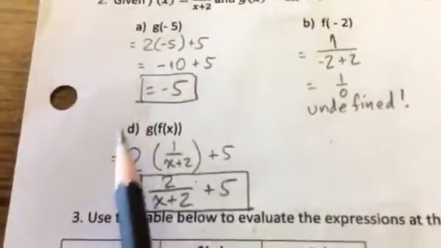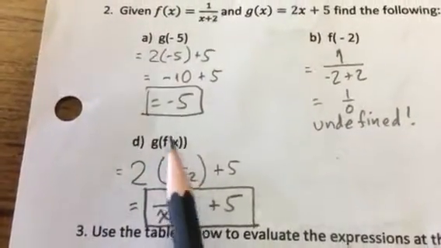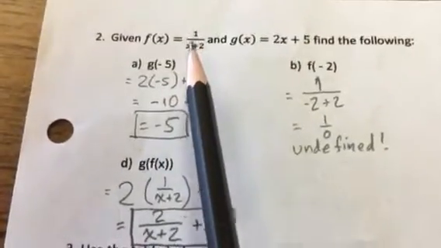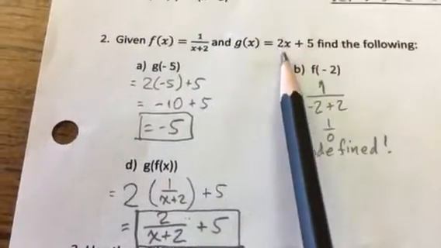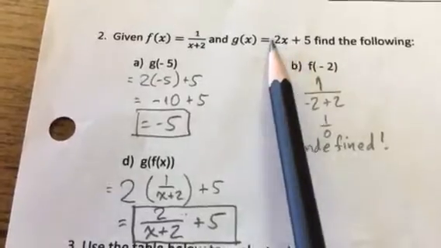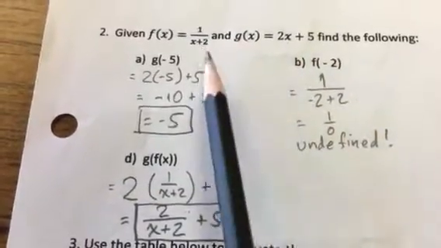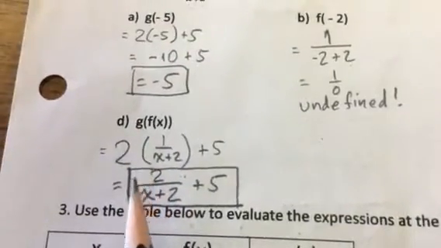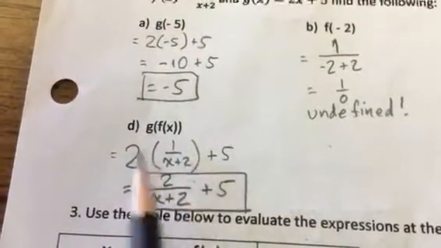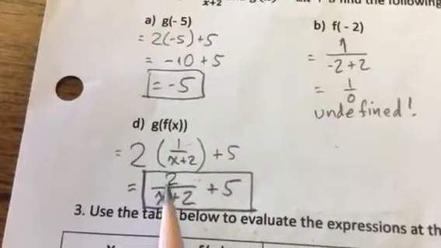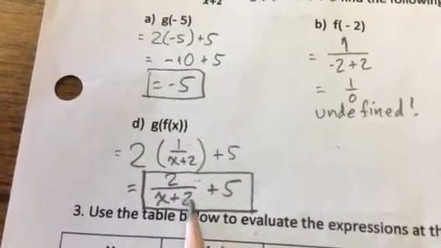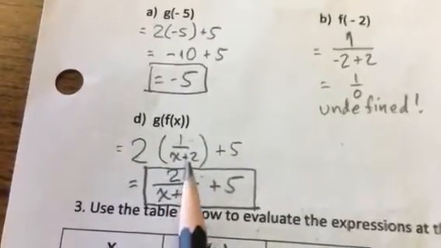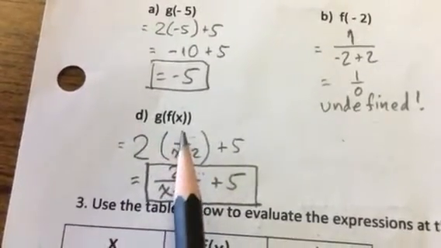The next problem, g of f of x means to take f of x and put it into g. So there's f of x, so I'm putting it in right there in place of the x in g. So 2 times f of x, 2 times 1 over x plus 2, plus 5. And there's not too much simplification you can do with that, just multiplying straight across. 2 times 1 is 2, so it's 2 over x plus 2, plus 5. Remember, when you multiply a whole number times a fraction, you do not multiply the denominator, just the numerator.